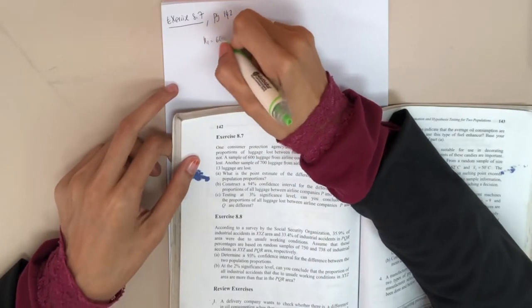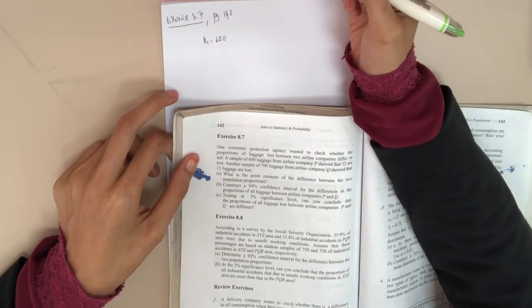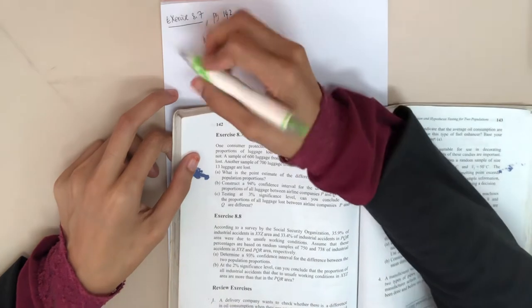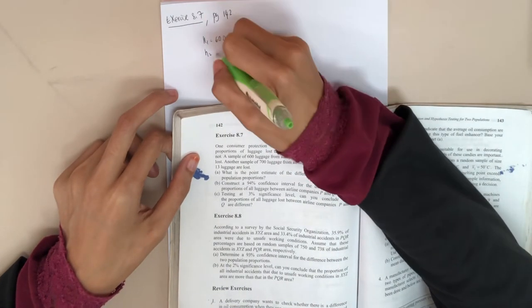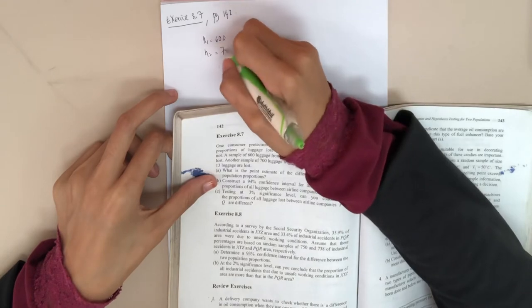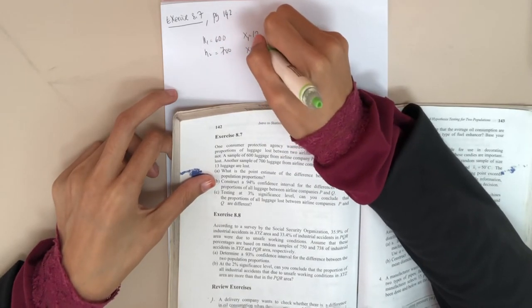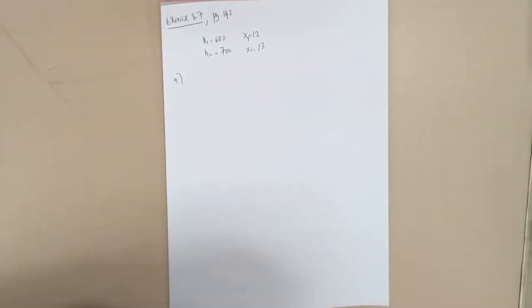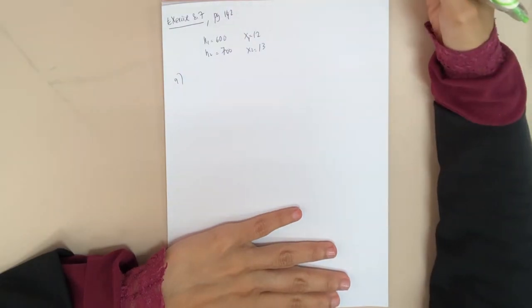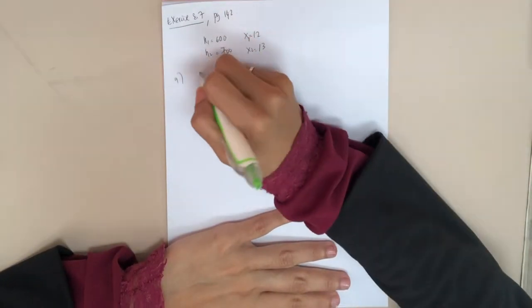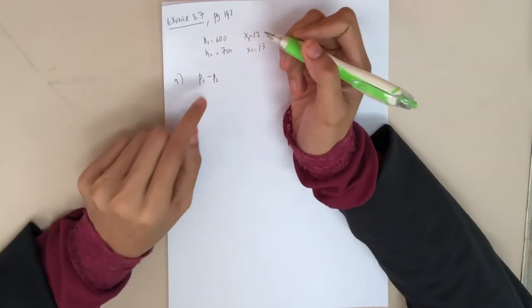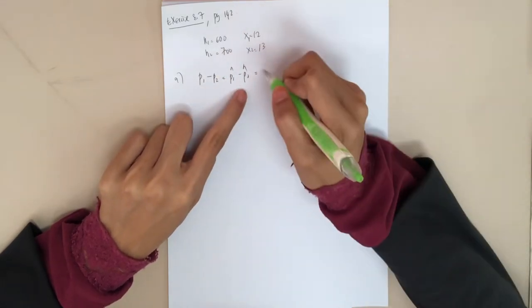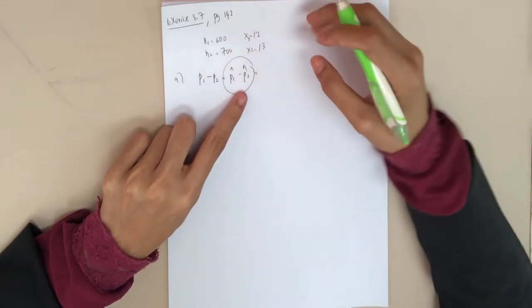So a sample of 600, the first sample is 600, from the airline company shows that the X here is 12. Twelve are lost. And then the second one is 700 with the loss being 13. So then, what are the point estimates? The question asks you to find the point estimate for the two populations. Since this is proportion, we just write P1 minus P2 equals P1 hat minus P2 hat. Therefore, what is your P1 hat and P2 hat?